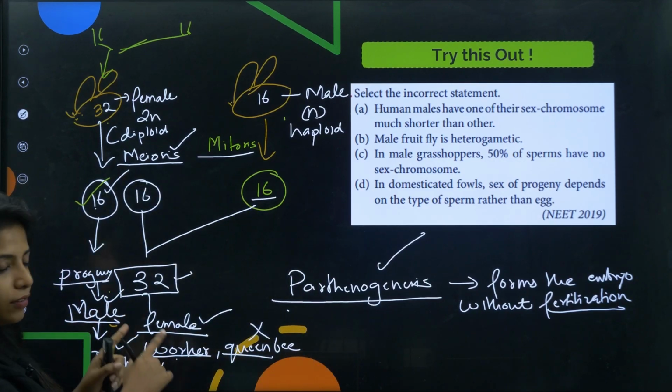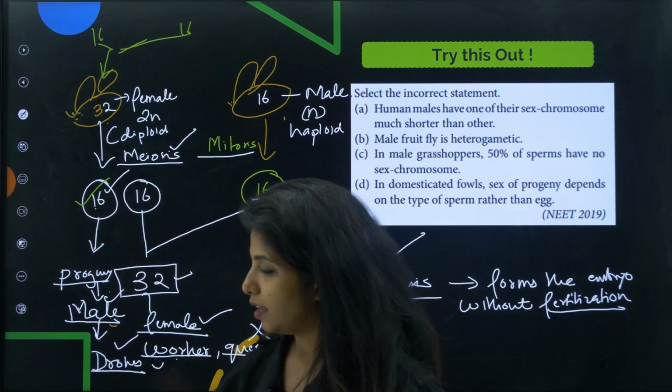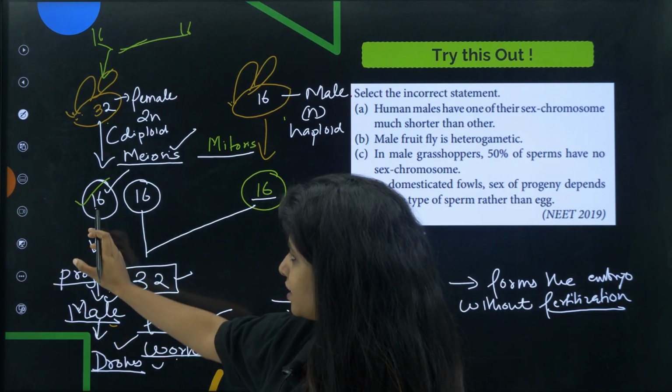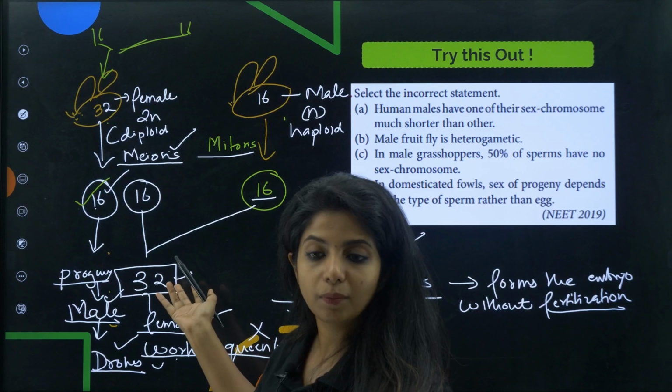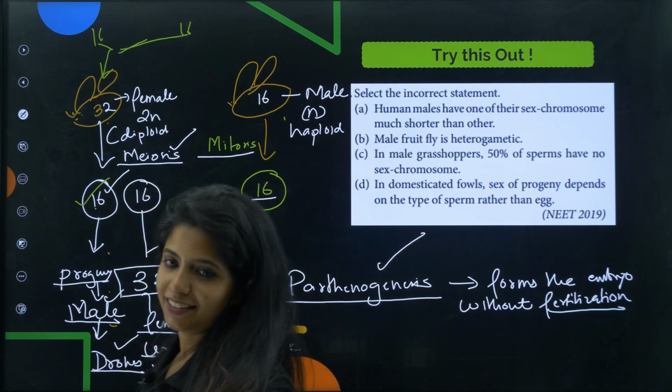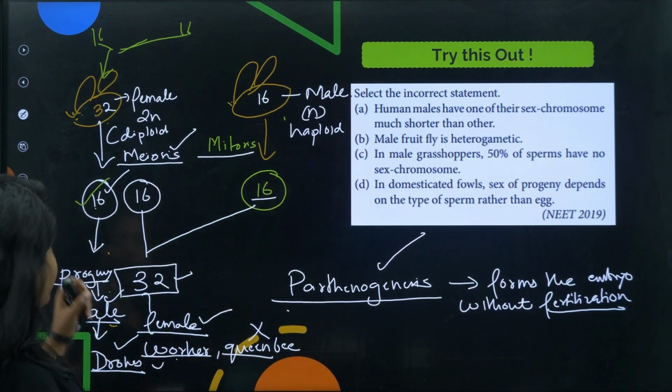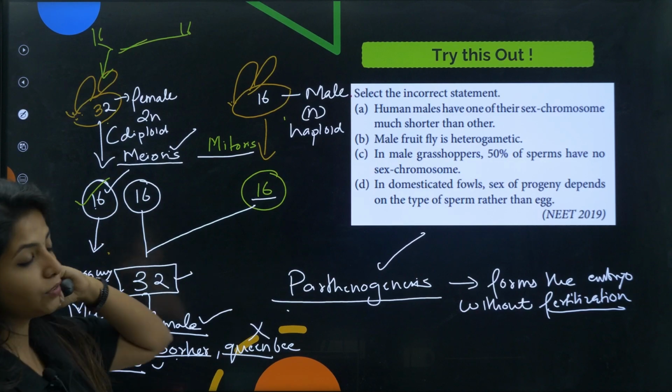And can they have sons, children? Can they have sons? 16 and 16, if it comes together, it becomes a female. So they cannot have sons. That is also a thing. I hope that is something that is fed in your head.